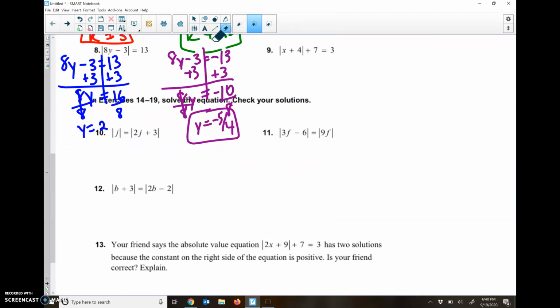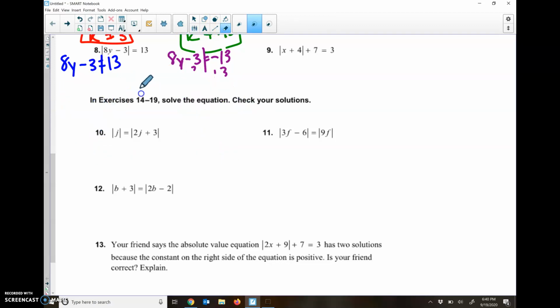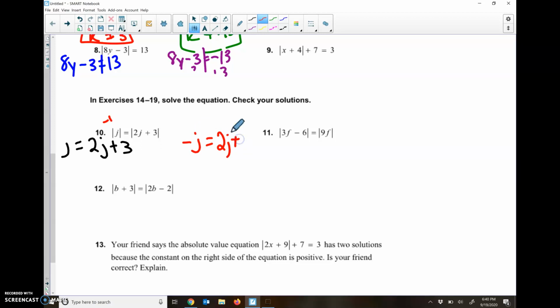All right, if we look at number 10 here. Oops, let's erase this. Okay, so for 10, kind of the same thing. I'm hoping that there's not anything on the outside. There's not. We have j equals 2j plus 3. So I'm going to write my two equations. One, just how it is, j equals 2j plus 3. The other one, again, I need to make one side negative. Since this one only has a j on that side, I'm going to multiply that side by a -j. So I'm going to make this -j equals 2j plus 3.